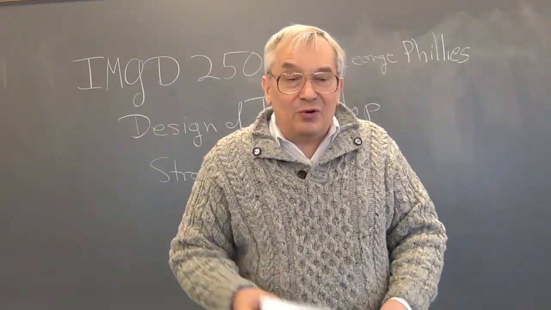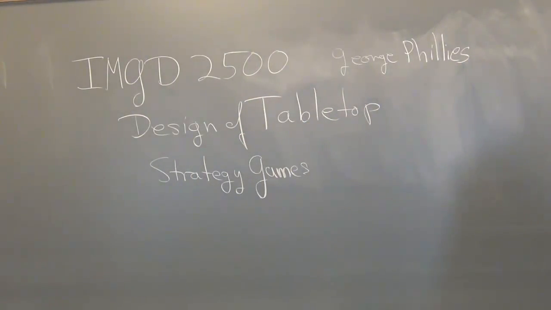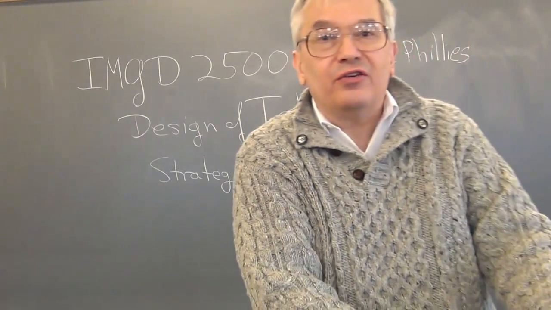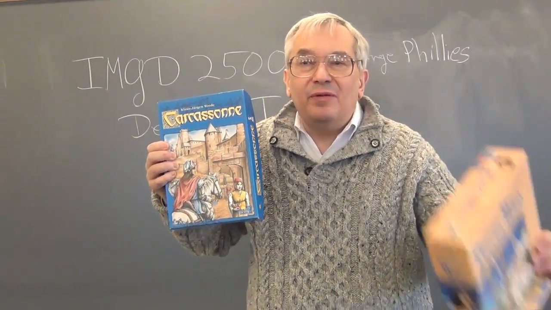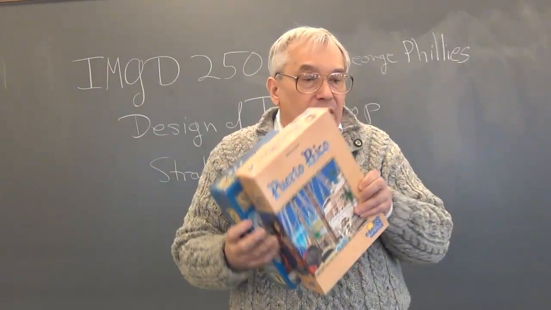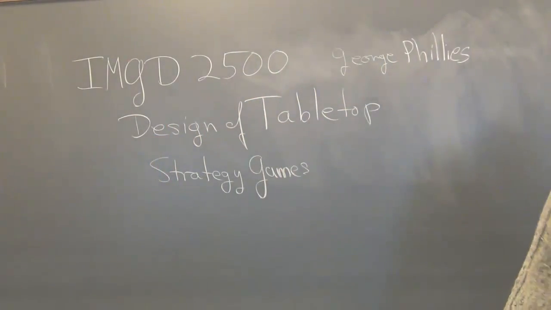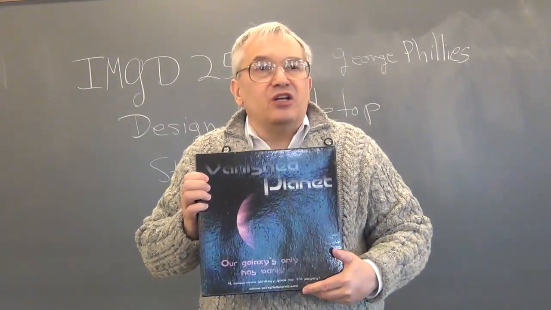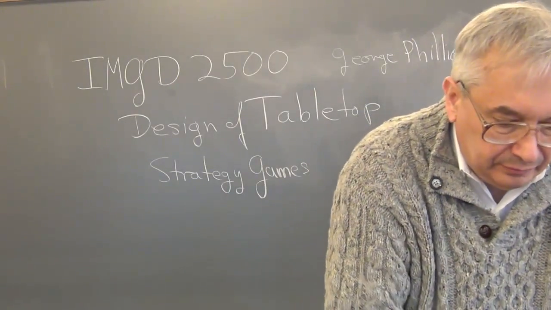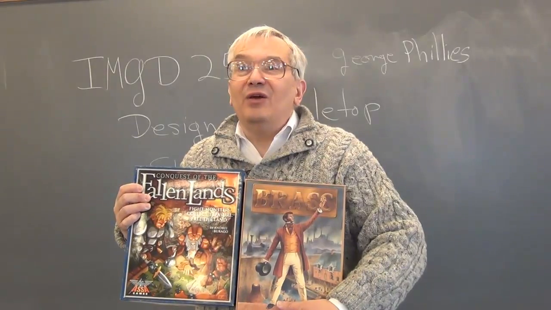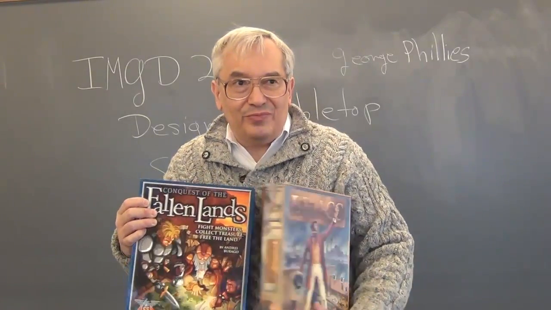Okay, so I said there are 2 books. There are also some games. In particular, over the course of the term, you're going to be playing Carcassonne. You're going to be playing Puerto Rico. The current working plan is that you will be playing Vanished Planet, and then you will be playing either Conquest of the Fallen Lands or Brass. And this will get you up through the first 4 laboratories.